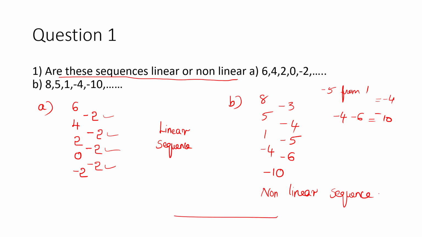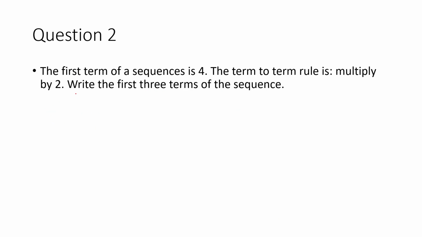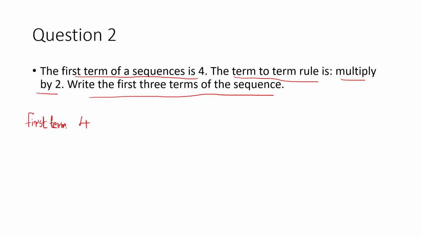So now we will go to the second question. The first term of a sequence is 4. The term to term rule is given: multiply by 2. Very simple question. Write the first 3 terms of the sequence. 4. That is the first term. So you can write first term equal to 4. Okay. Then the term to term rule.